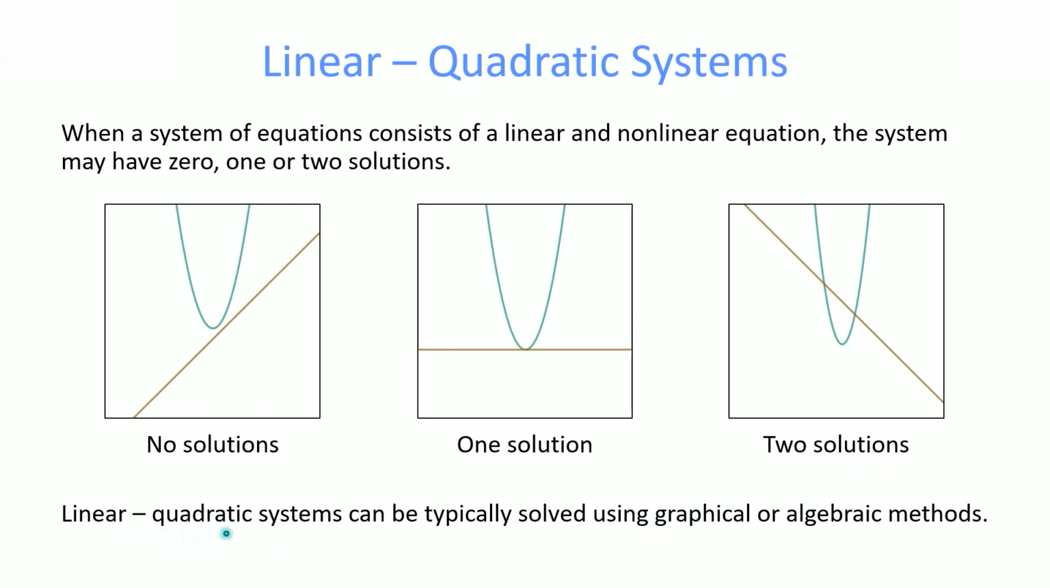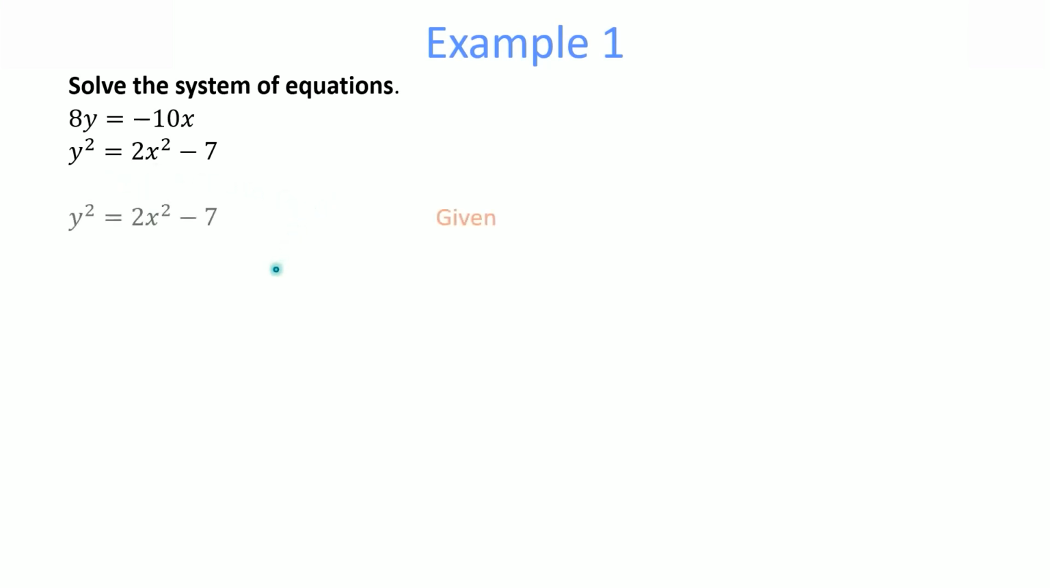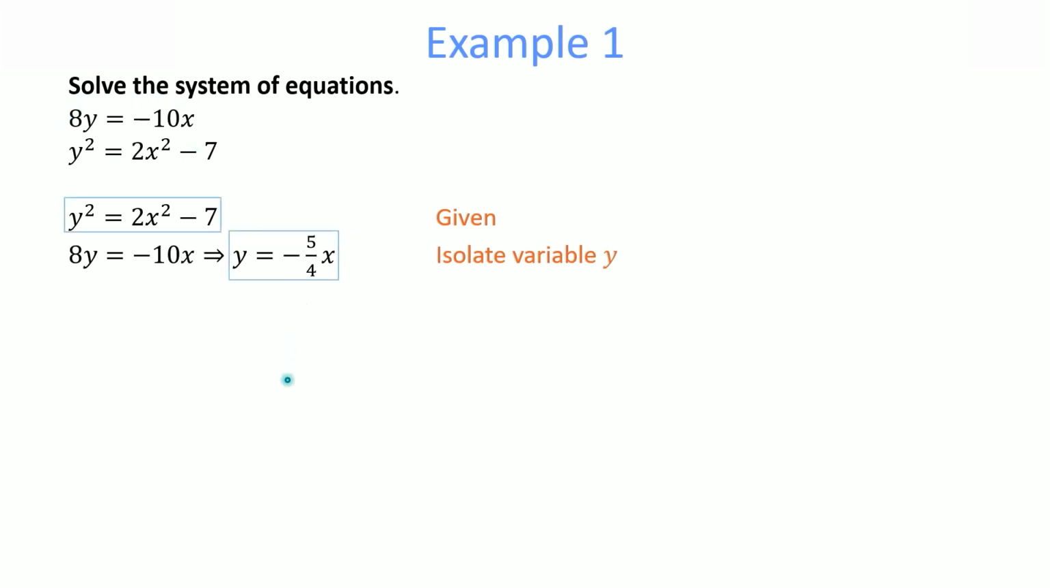Now, linear quadratic systems can be typically solved using graphical or algebraic methods. Let's have a look at an example. So we're going to solve the following system: 8y equals minus 10x and y squared equals 2x squared minus 7. Now the second equation here is given. And then we will take the first equation, 8y equals minus 10x, and we will make y the subject. So now I have two equations that come from the two original equations.